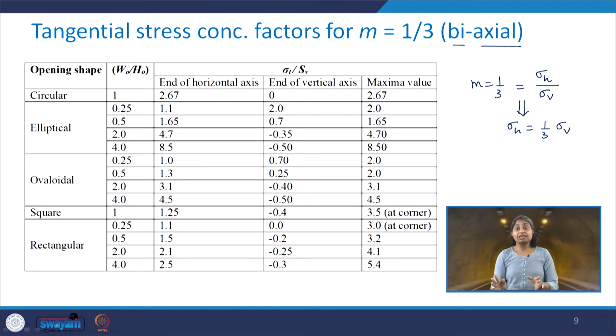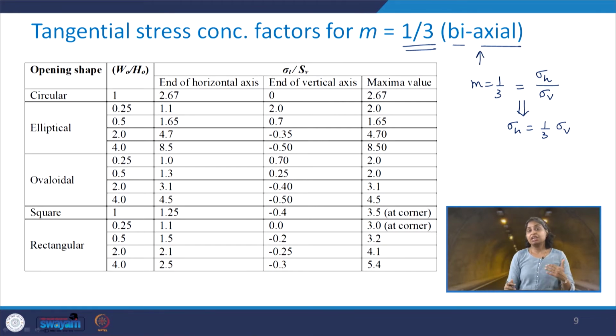It is not that this is the only biaxial state of stress. You can have sigma h equal to, say, half of sigma v, or maybe 1/4 of sigma v, or any other factor. Here I am typically considering m equal to 1 by 3, and I am calling this a biaxial state of stress.